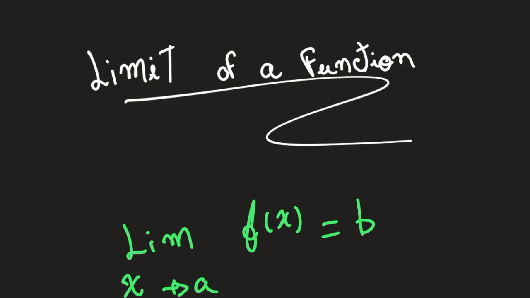Now, if we look at this expression in green right here, what does it say? It says that the limit of the function f of x as x approaches a is equal to b. What does that mean? This simply means that as the value of x gets closer and closer to a, the value of the function f of x is going to get closer and closer to b.